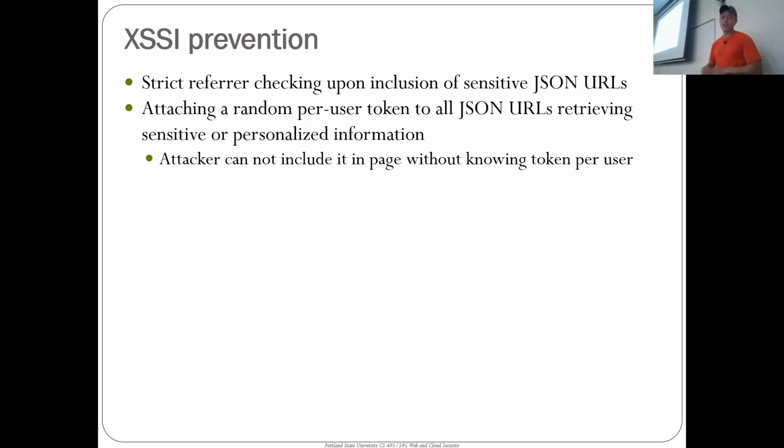Okay. Some of the things you can do to prevent this is strict referer checking upon inclusion of sensitive JSON URLs. So on the Google end, maybe checking the referer to see that it comes from a certain location. The other thing they do, similar to the CSRF token that we talked about earlier, is to send a random nonce on all of these URLs, only allowing you to retrieve that data from a page that has previously been issued that random number. In this way, the attacking site doesn't have that random number, tries to access that JSON file without it, and is denied.